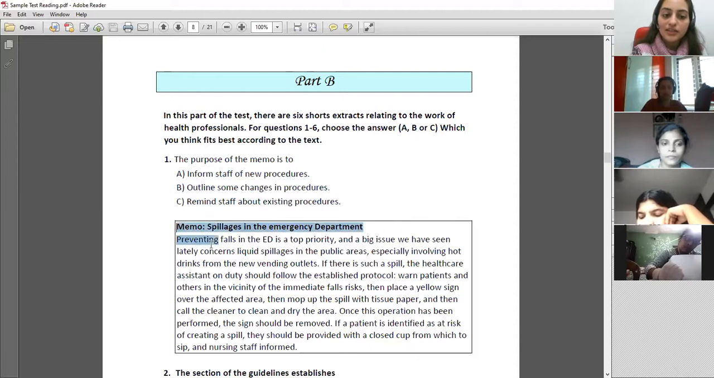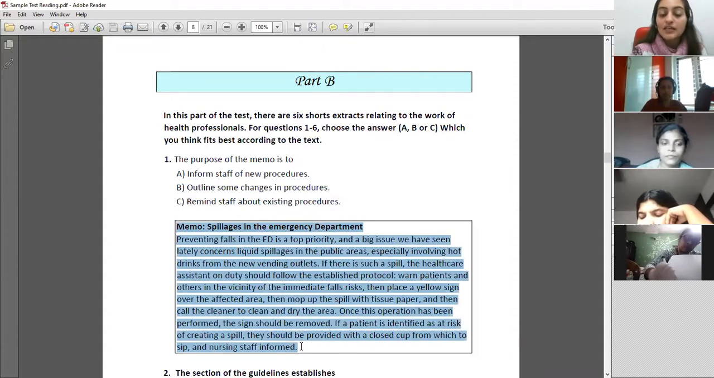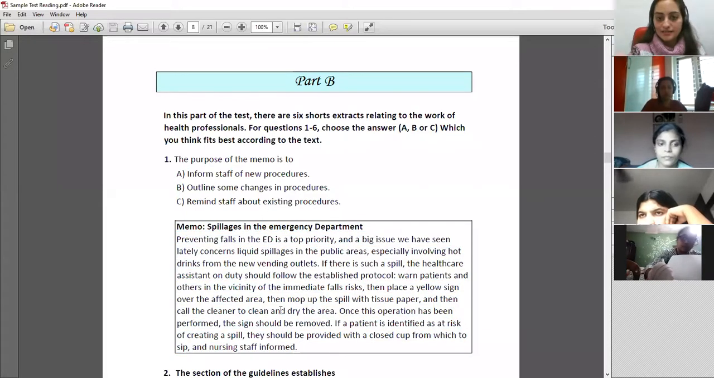And then there will be a short text from which you have to find the answer. The text will always be about 100 to 150 words. Okay, not more than that. Now, the kind of texts that are there in part B are based on workplace internal communication. As you can see here, it says memo. It could also be an email, it could be a policy document, it could be a notice that is written on the notice board.